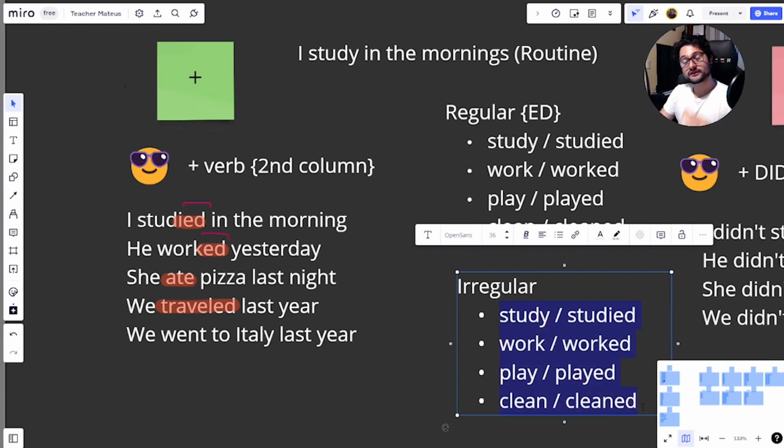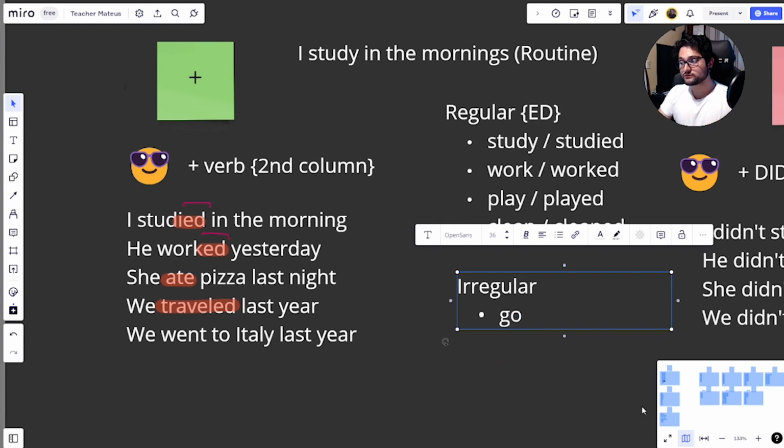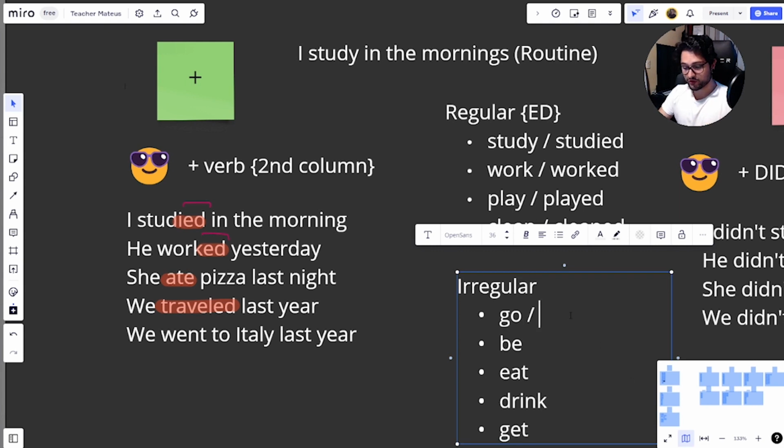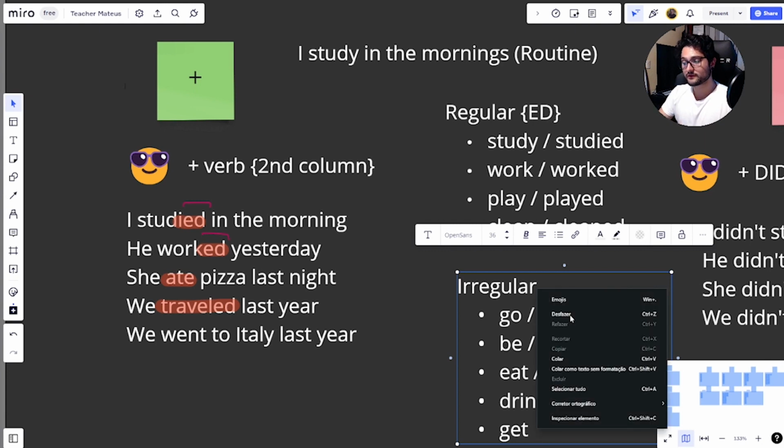So, for example, important irregular verbs are go. Another important verb is the verb to be, an irregular verb. We are going to have a lesson just talking about the verb to be, so don't worry if some discussion on the verb to be is not completely clear today. We are going to talk more about it. Eat, drink, and get, for example. The past of go, guys, is went. The past of the verb to be can be either was or were, depending on the person. Eat, ate, drink, drank, and get, got.